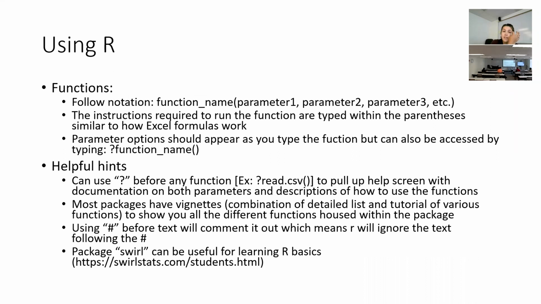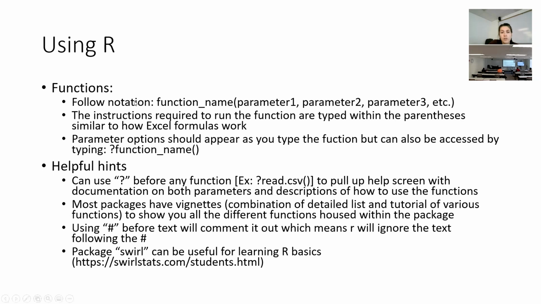So specifically for functions, the notation for functions, which is always the same, at the beginning of the line, you'll have whatever the function name is, followed by a parenthesis. And then within the parentheses, similar to how Excel formulas work, you'll put all the parameters within those two parentheses. And figuring out what those parameters are, usually when you're typing out the function name and you start the parenthesis, it'll pop up similar to how Excel does with the different options that you can enter.